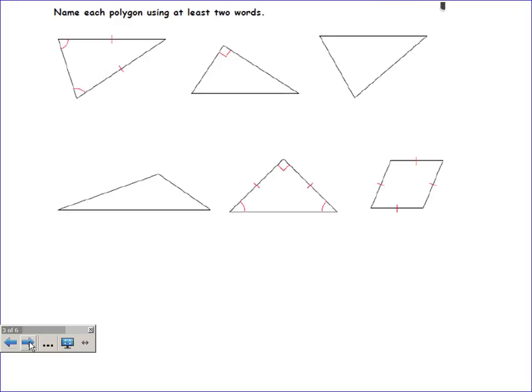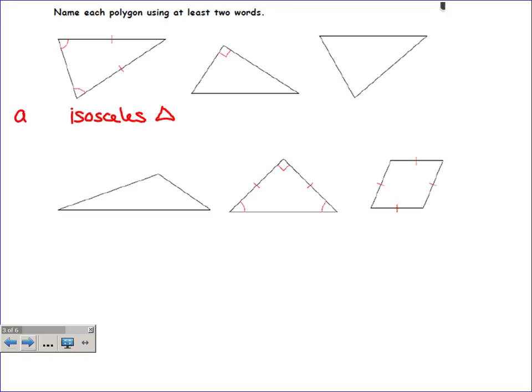Okay, what's next? Name each polygon using at least two words. We're going to start off with triangles for a little bit. Someone raise their hand. Okay, isosceles. What else? Remember, we need to use at least two words. Okay, keep going. I need one other word.